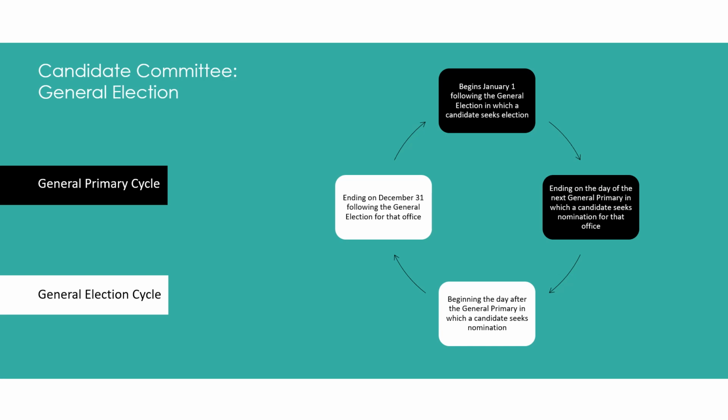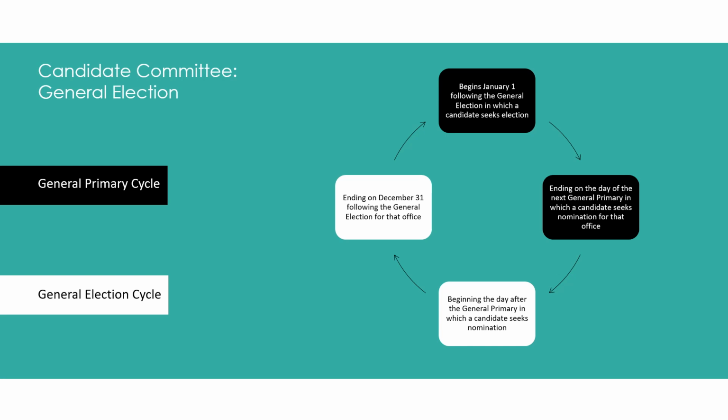Let's begin with the election cycles for candidate political committees, in which the candidate is seeking an office elected in the general election. Candidate committees established to support or oppose a candidate seeking an office elected at the general election will have two election cycles, the general primary and the general election cycles. The general primary cycle will begin January 1st following the last general election and will continue until ending on the date of the next general primary in which a candidate seeks nomination for that office.